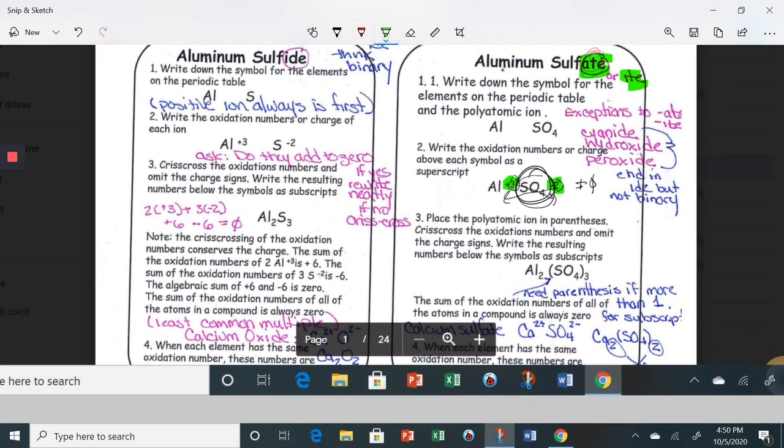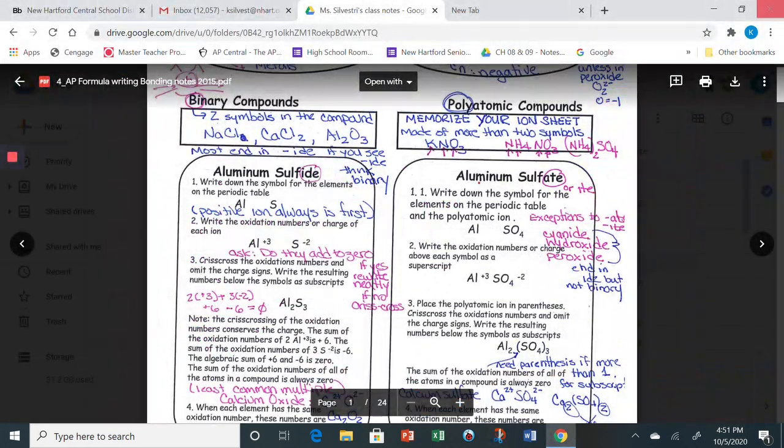This and this says this entity stays together, and I need 3 of that entity. They say taken 3 times. Sulfate taken 3 times because I need 3 of them. Okay? Crisscrossing. Still crisscrossing. I move my paper.